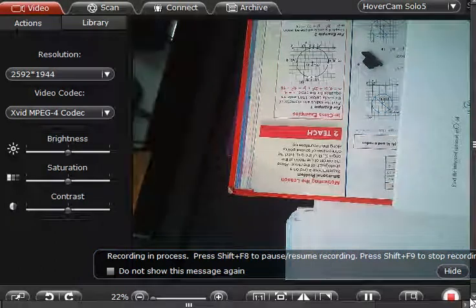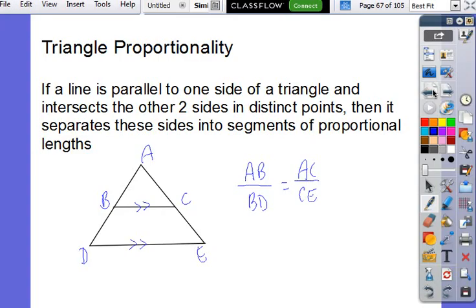Alright. Triangle proportionality. If you have a line inside the triangle that's parallel to another. Now these little arrows just mean parallel. So if you ever see the arrows, it's automatically telling you parallel. So if you have a line inside a triangle that is parallel to one of the sides, what it does is it cuts it into pieces that will make a proportion and work out.